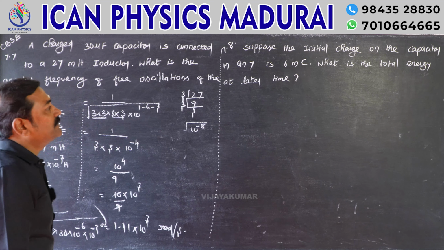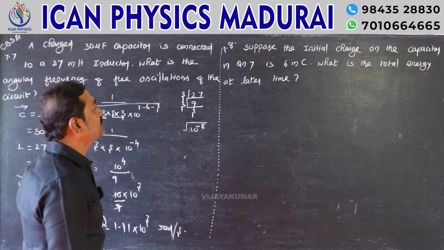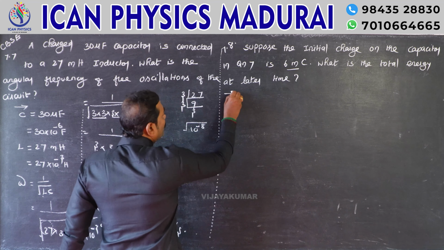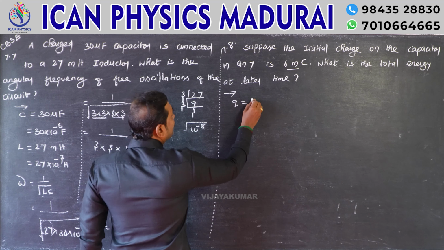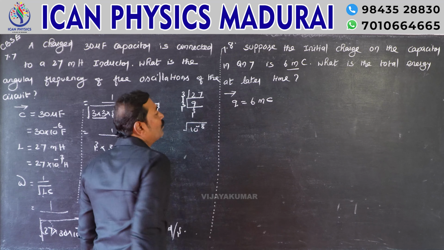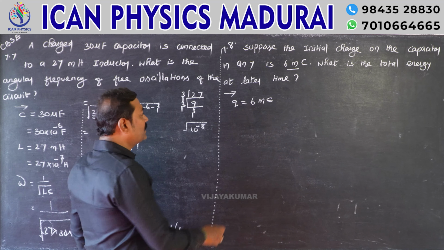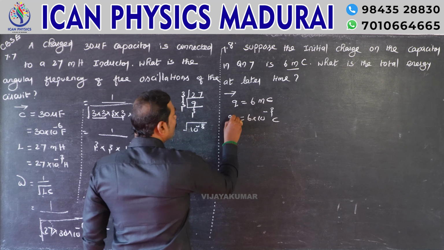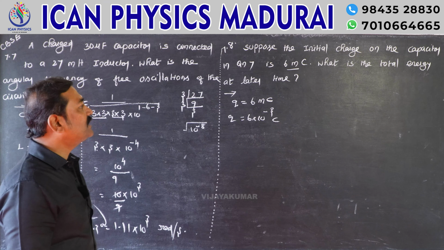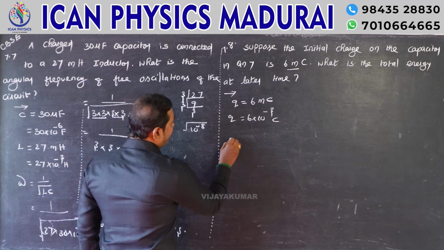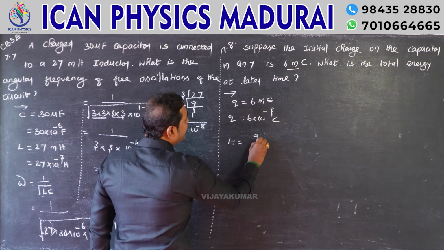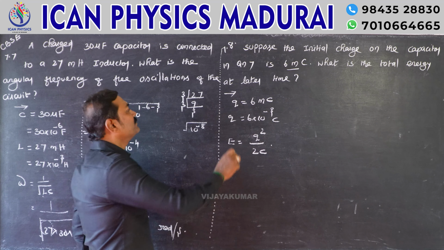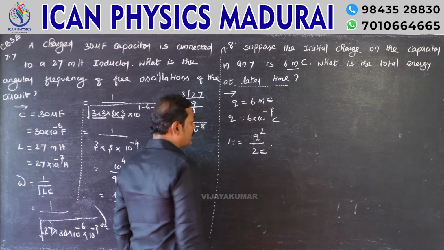Now, suppose the initial charge on the capacitor in question number 7 is 6 millicoulomb. Okay. So, charge equal to 6 millicoulomb. Convert the millicoulomb into coulomb. So, 6 into 10 to the power minus 3 coulomb. Okay. So, what is the total energy? What is the formula to calculate the energy? Q squared by 2C.